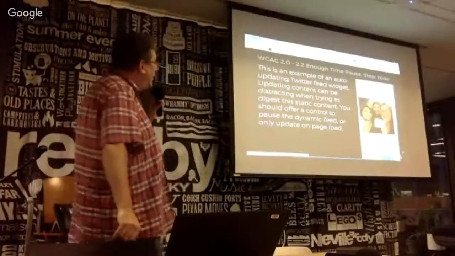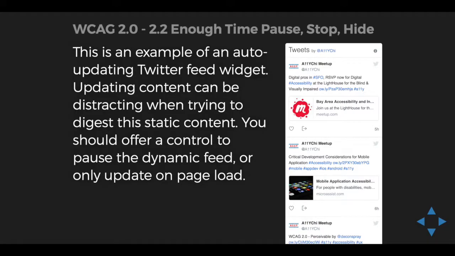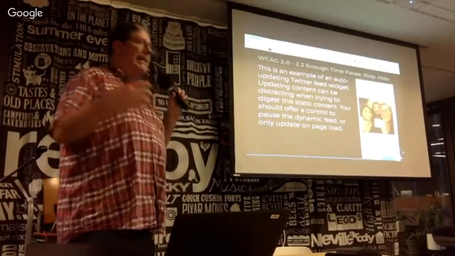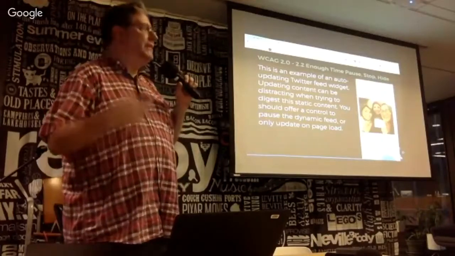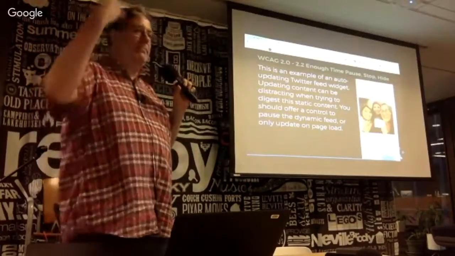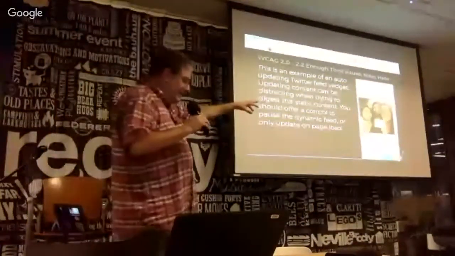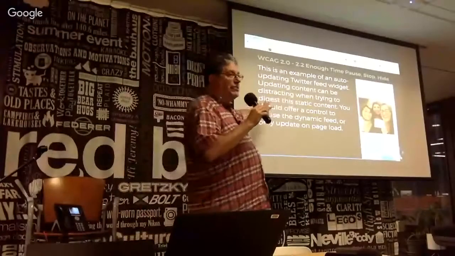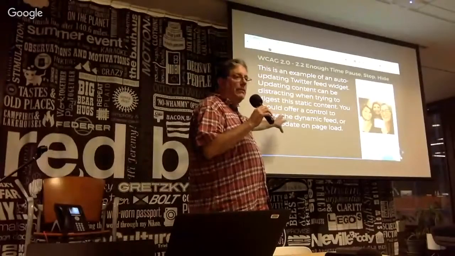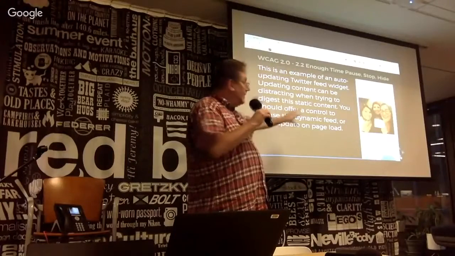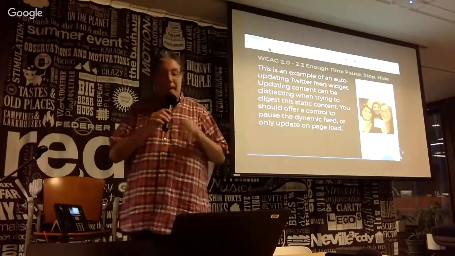So, here's another example. This happens to be the Twitter feed for this meetup, and these are live tweets that have been going out over the last hour or so. If you had a very active event with a lot of updates, this content that's auto-updating over here would distract you from reading over here. So ideally, you would have controls to stop that auto-updating.